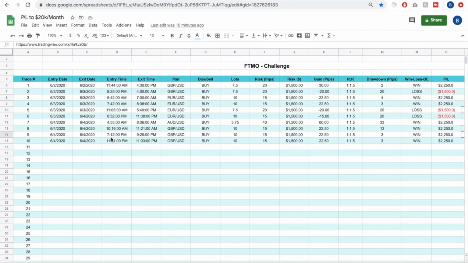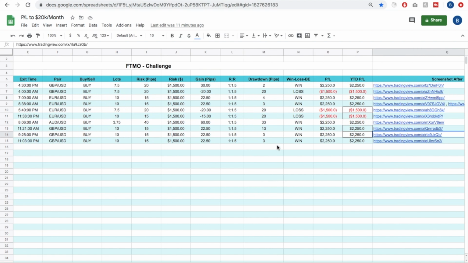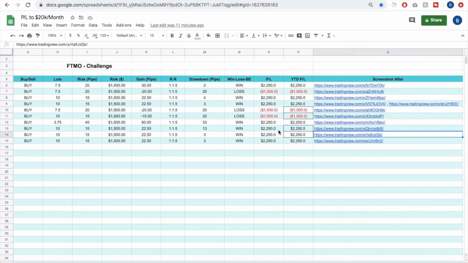As you can see here, this is the Excel sheet I used to track all the trades I took with this FTMO challenge stage. You can see here I put the entry date, exit date, time, buy or sell, the lot sizes, the risks, the gains, everything, and then screenshots right here. So I picked these 2 losers right here and then these 2 winners to review for you guys in the charts, so you can get more detail on how I take these trades live.